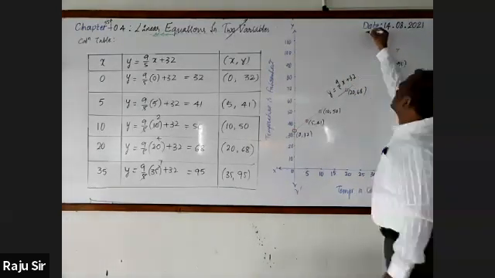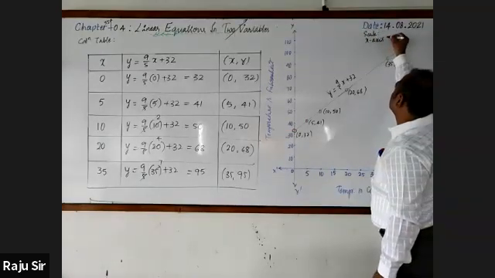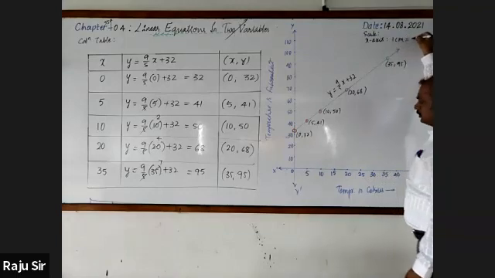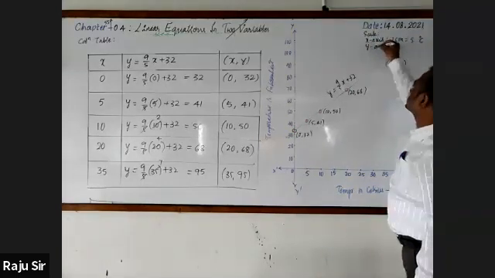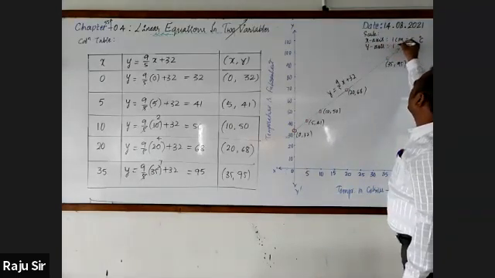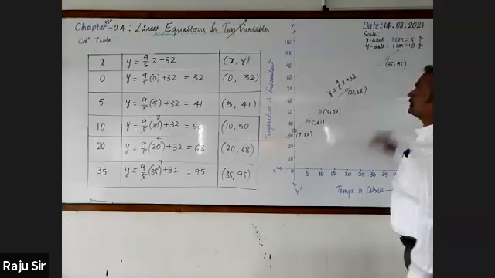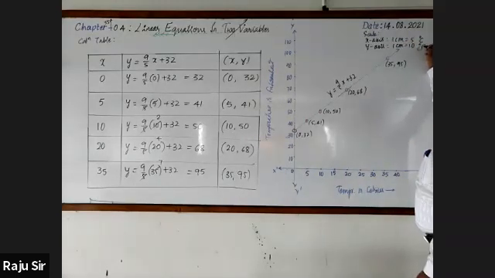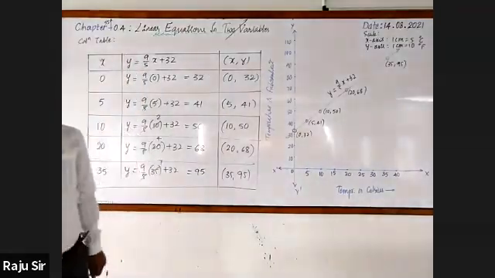Now I'm writing the scale at the top right corner. X axis: 1 centimeter equal to 5 degrees Celsius. Next, y axis: 1 centimeter equal to 10 degrees Fahrenheit.